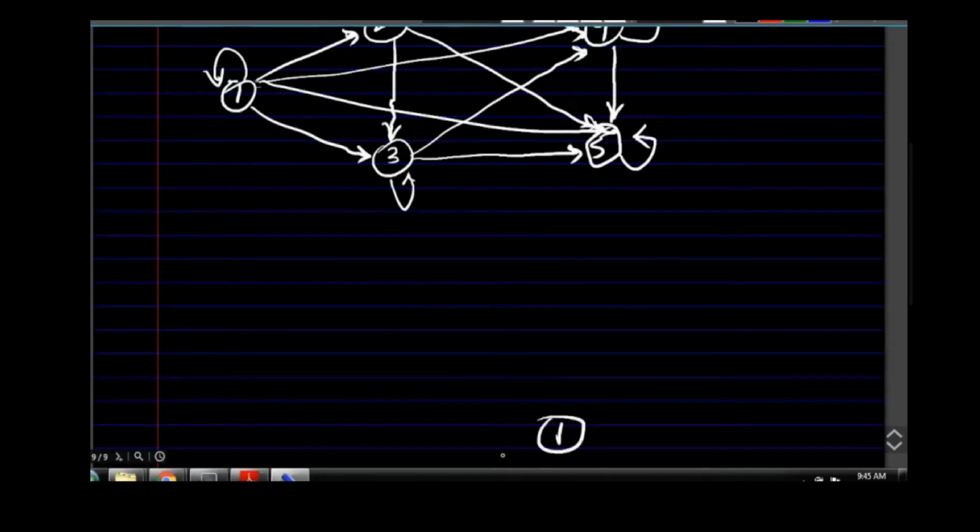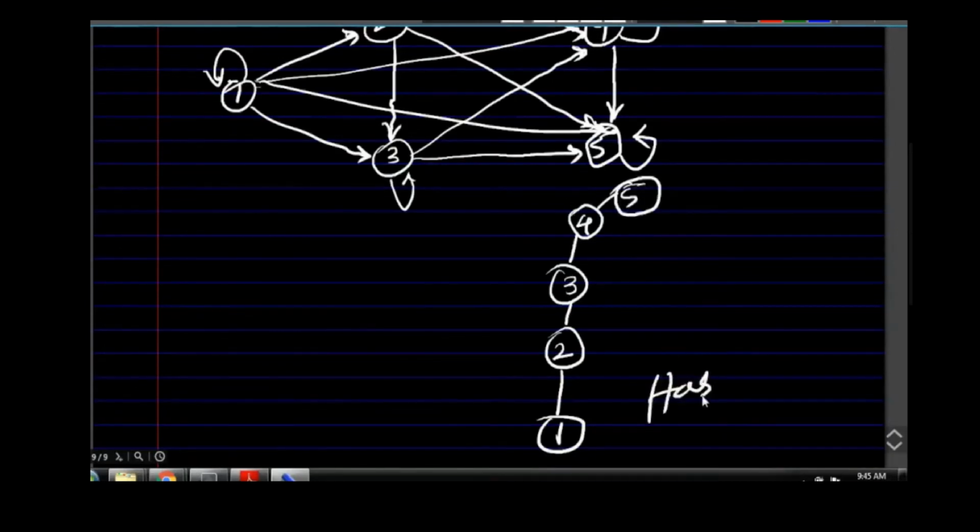The bottom node is 1. This is the level 1 node. So 1 is less than 2, 2 is less than 3, 3 is less than 4, and 4 is less than 5. So this is a simple Hasse diagram for your given relation.